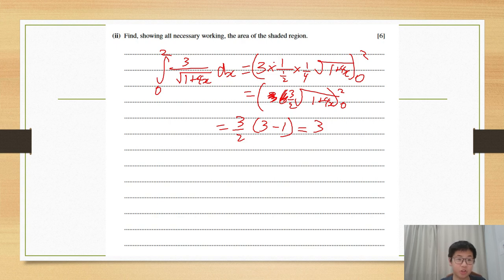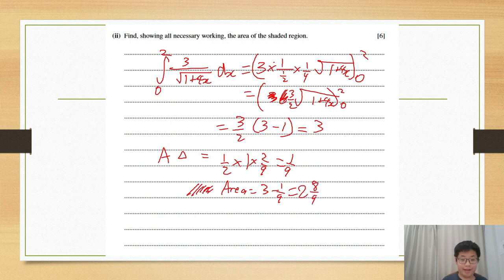So the area of the triangle equals half times 1 times 2 over 9 equals 1 over 9, or you could use integration, but the area of the triangle is the more elegant method. So the shaded area equals 3 minus 1 over 9 equals 2 8 over 9.